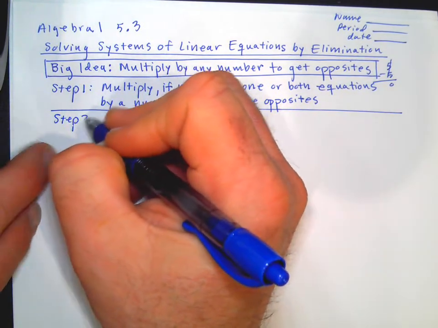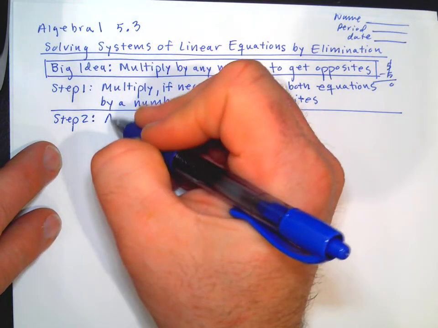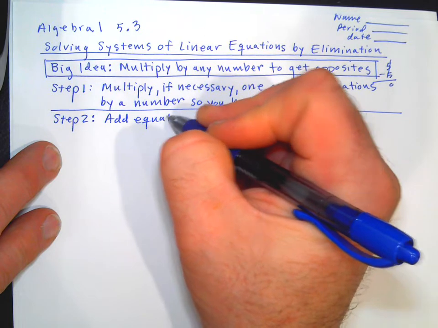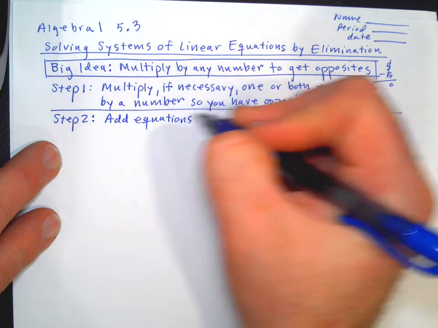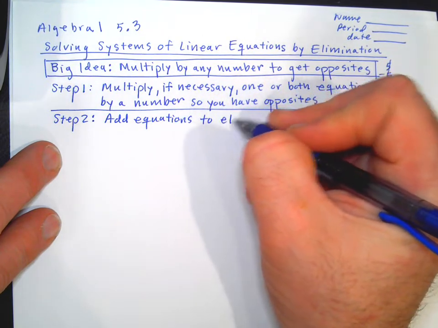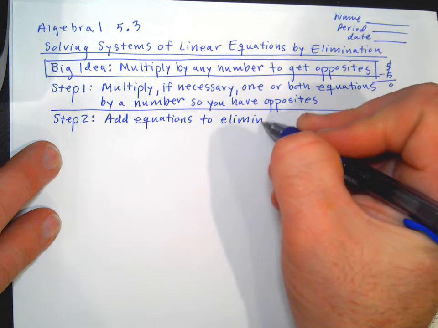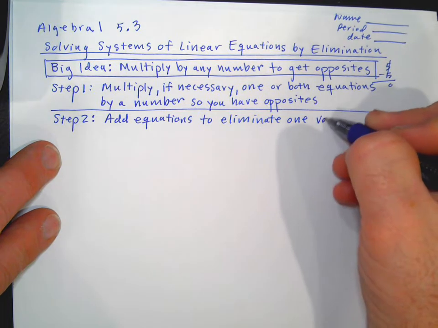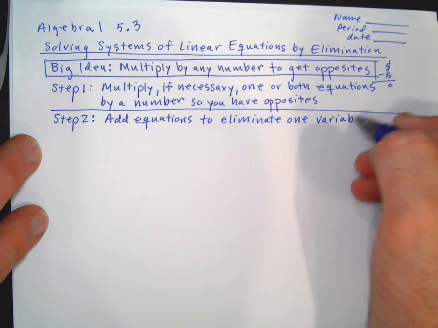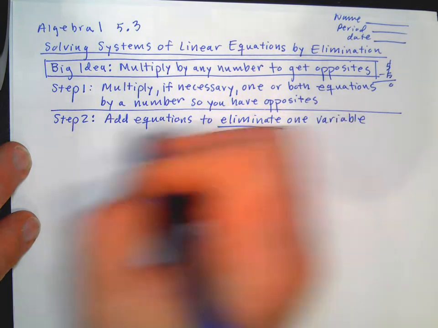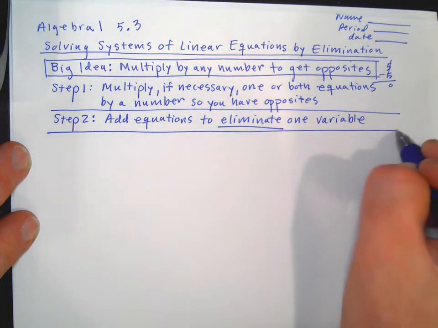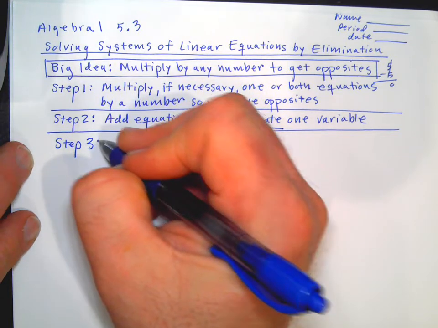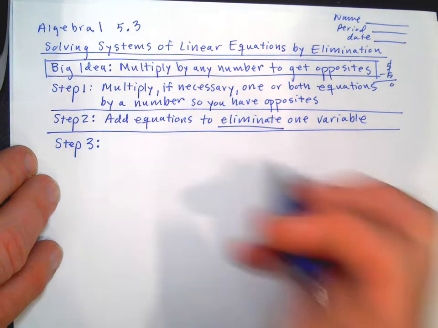Step 2, add equations to eliminate one variable. That's why this is called elimination. Eliminate one variable. Now, with substitution, we would eliminate one variable also by substituting one equation in the other so that everything was x or everything was y.